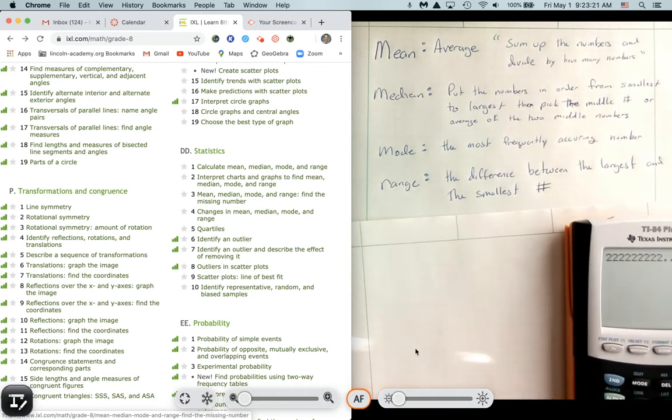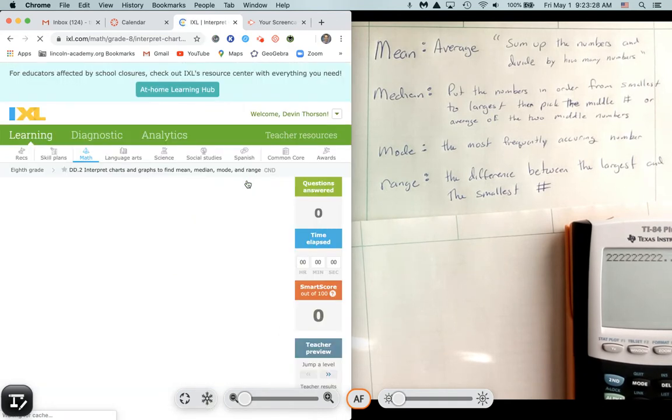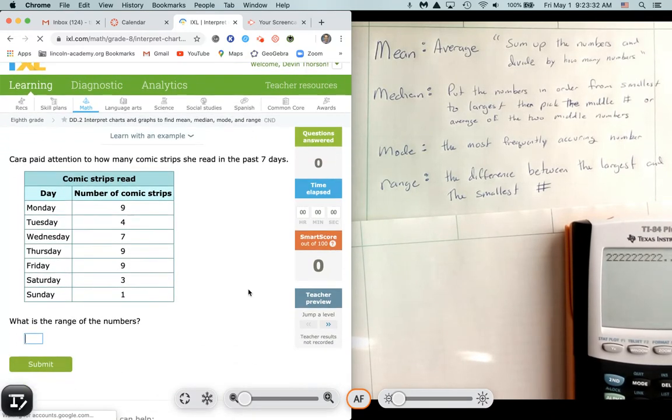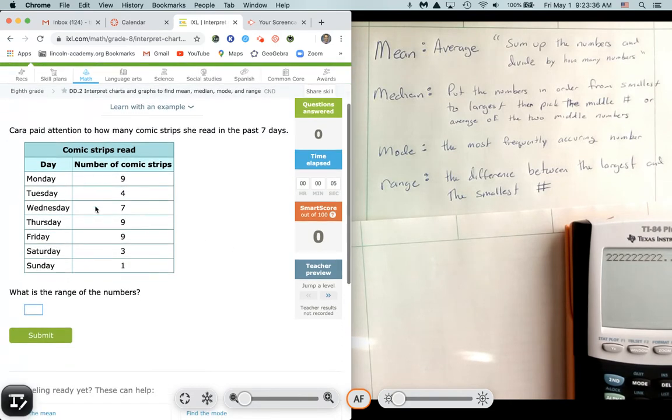So let's look at some of the problems I'm going to have you do. I'm going to have you start with 2 because, since I'm hoping this is review, I want you to remember what the mean, median, mode, and range actually are. I also want you to get familiar looking at bar graphs, charts, tables, and being able to interpret the data in the table to find what they're asking for.